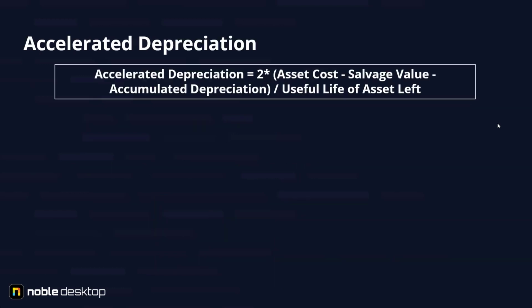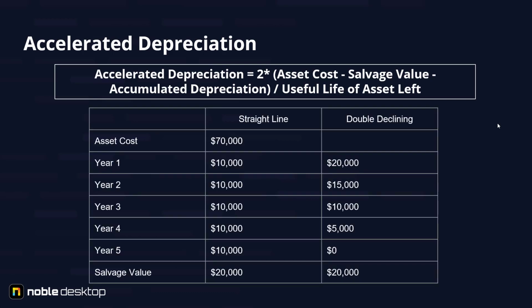There's also an accelerated depreciation method. In this case, the assets depreciate at a faster rate during the beginning of their lifetime and slow down near the end of useful life. There are several methods that are used for accelerated depreciation, and the most commonly used one is the double declining method, the formula of which is right here in front of you. You can see an example of that compared to the straight line depreciation in the table.